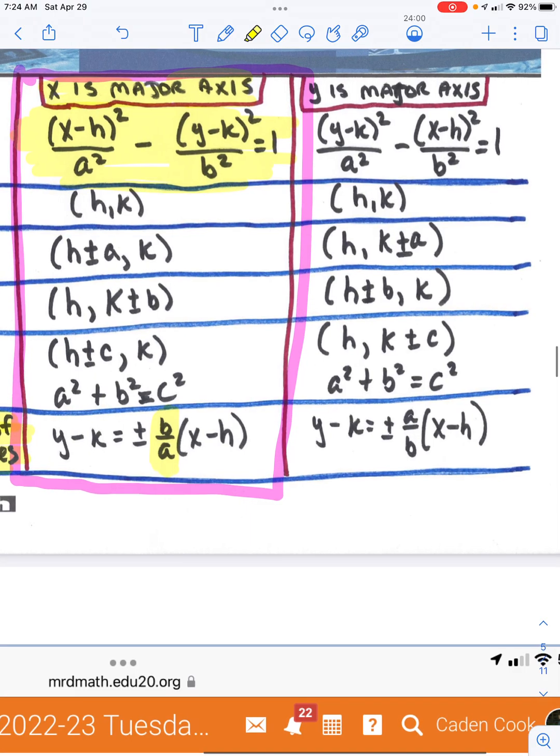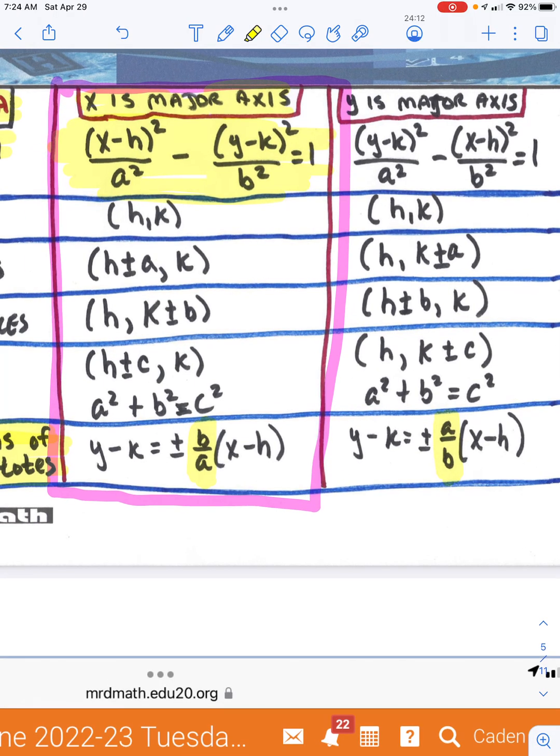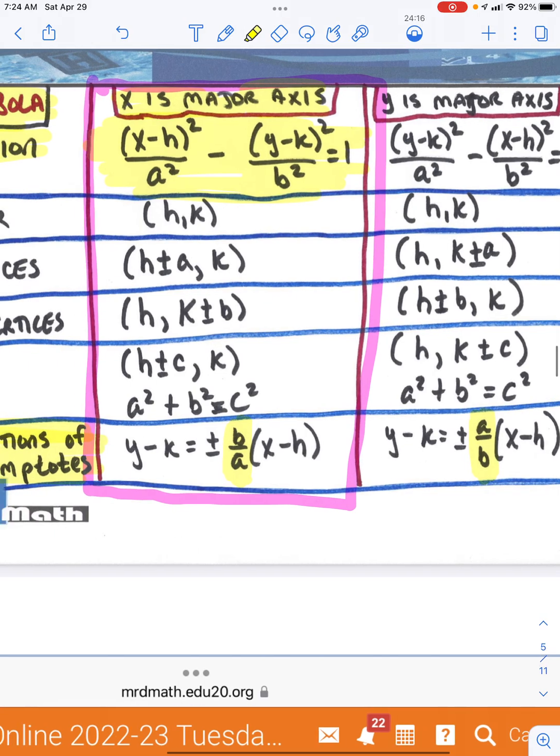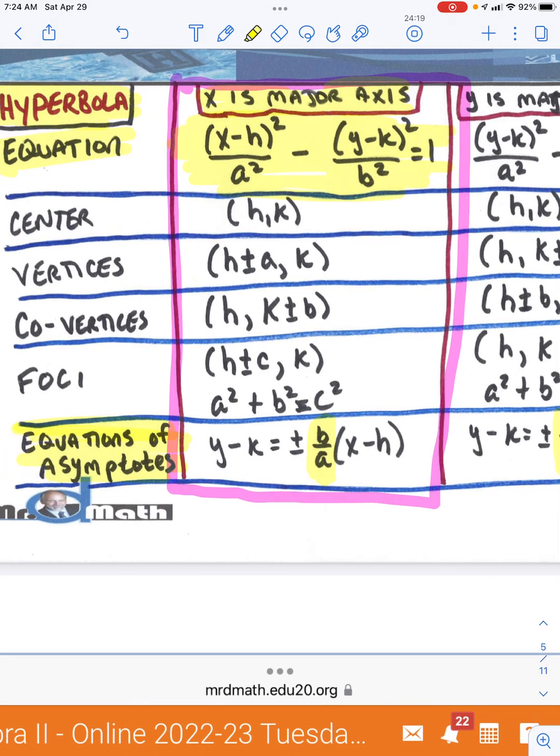Now, I want you to take a real quick look over there. If y was your major axis, I'm just moving to the right slightly, look here, it's flip-flopped. It's a over b. So the cool thing about x being the major axis versus y being the major axis is that everything seems to be opposite, okay?